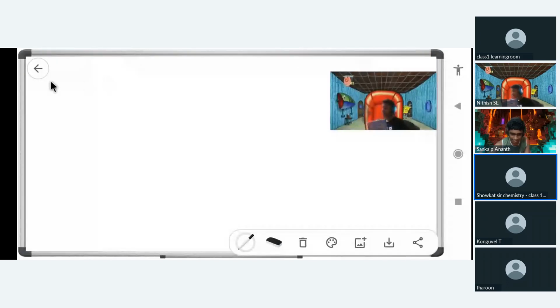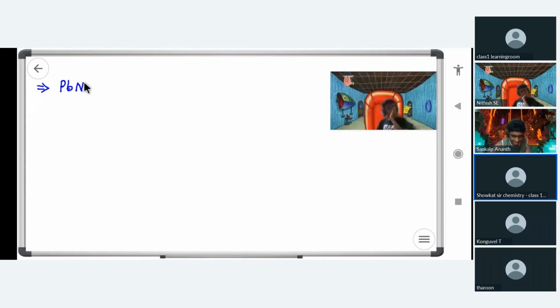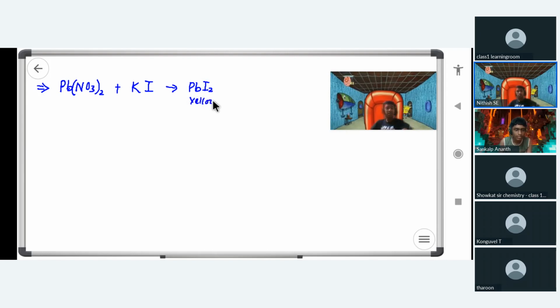So tell me, I will just write here the reaction and you have to tell me which type of reaction it is, right? Yes, sir. Okay, if I write Pb(NO3)2, it's your lead nitrate. And if I treat it with potassium iodide, this gives me lead iodide, that's PbI2. This is yellow, sir, double displacement reaction.